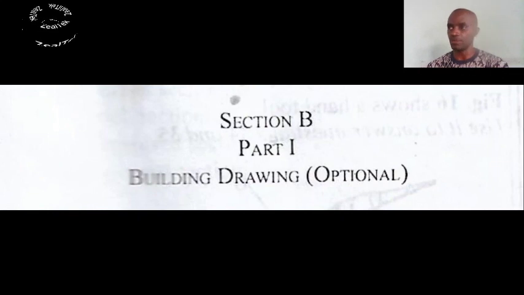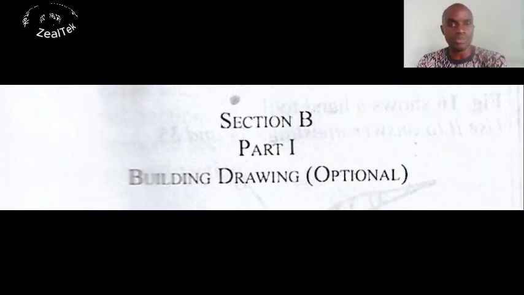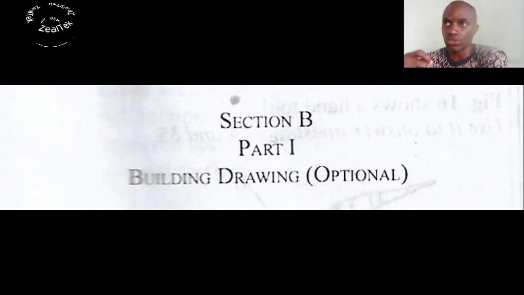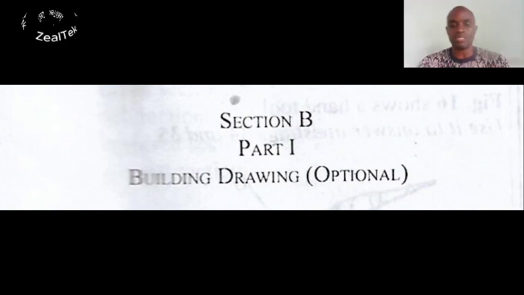Now, this is section B. We have just finished section A, which has to do with geometry. Now we are into building drawing, so I want you to pay attention. For those of you in schools where they teach building drawing, the answers you are going to give now will give you the correct answer. And the answer you get here is the same answer you are going to get in machine drawing, which is part 2.